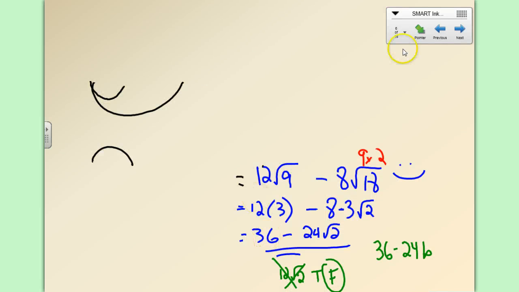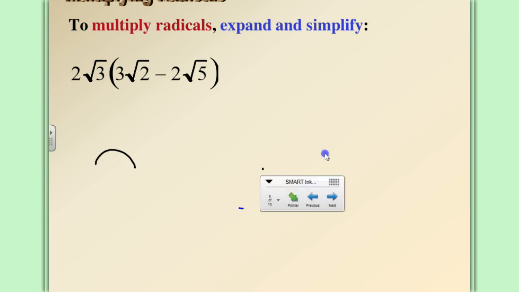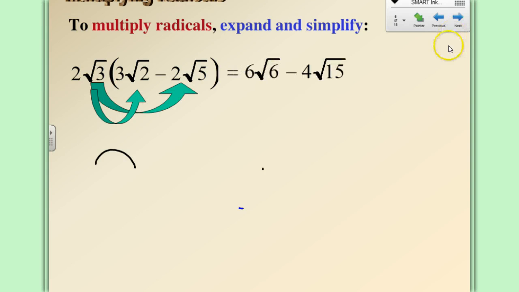mentally, right? So if we continue what we've learned from the distributive property, and we just apply that to radicals, and the work we did with the simple radicals, now in this case, I'm distributing 2 root 3 to both 3 root 2 and 2 root 5. So I simply get 6 root 6 minus 4 root 15. I don't have radicals that are like, and I can't do any more there.